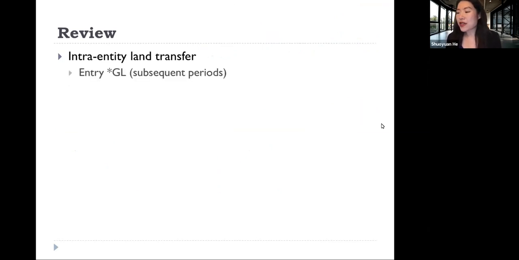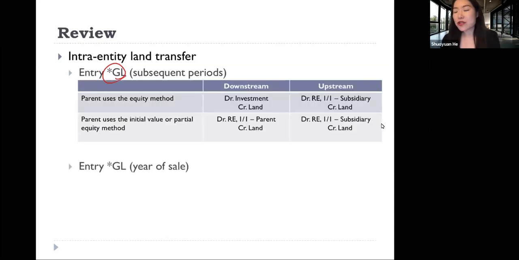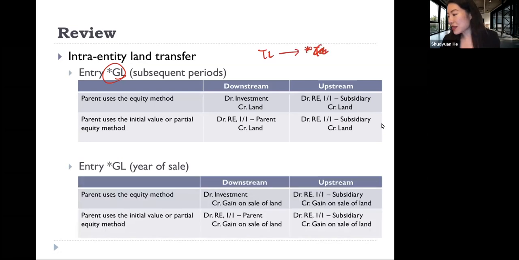For the *GL entry, the first version is recorded up until before the year that we finally sold the land to the outside party. The *GL entry is just a carryover of your TL entry to subsequent years. Here we carry over your previous TL entry, and the only thing we're doing is replacing all of the income statement accounts by retained earnings. Specifically, it is the retained earnings of the seller.